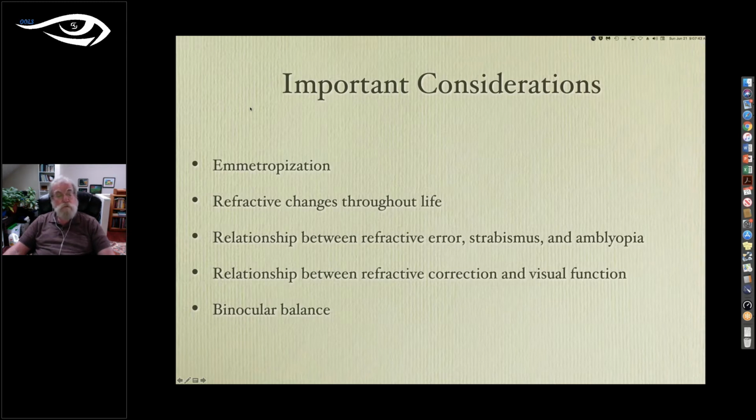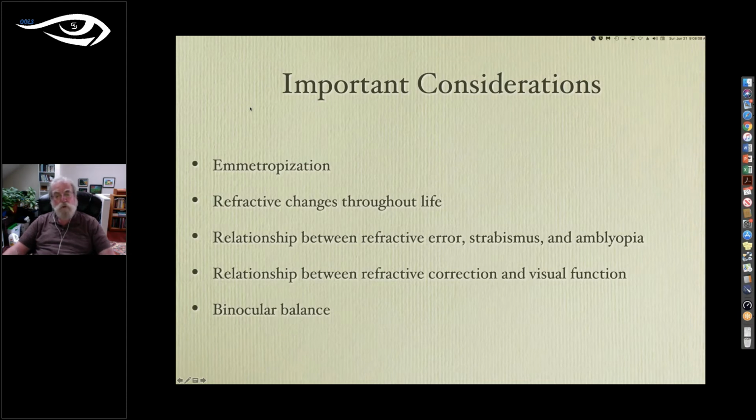Today especially, I'm going to be emphasizing an important relationship between significant refractive error, strabismus, and amblyopia. It's really integral to what I'm going to talk about today. And I think all of us recognize a relationship between refractive correction and visual function beyond visual acuity alone.